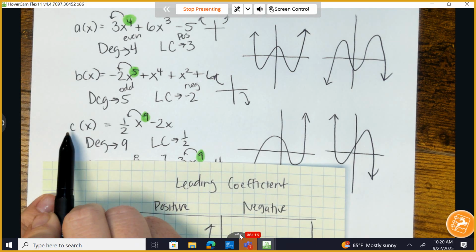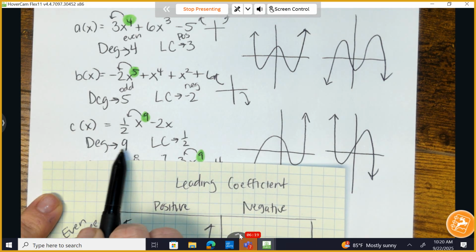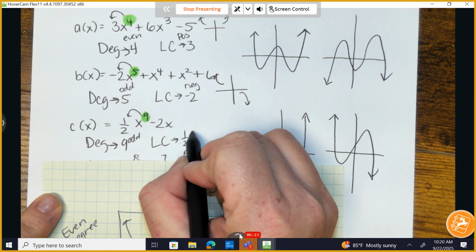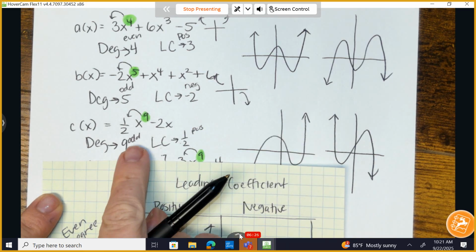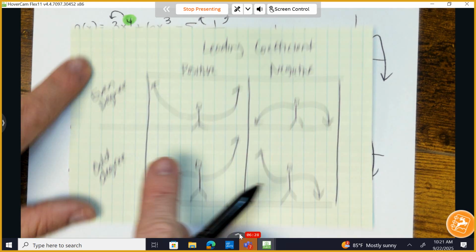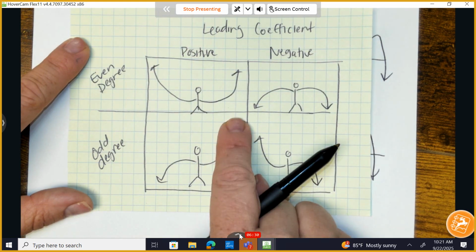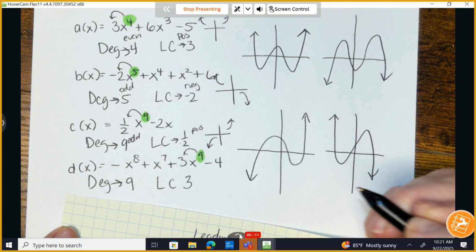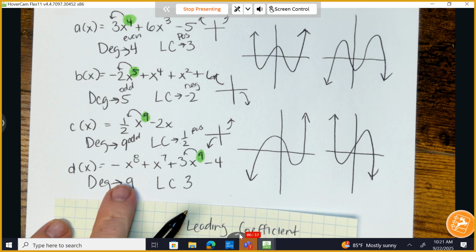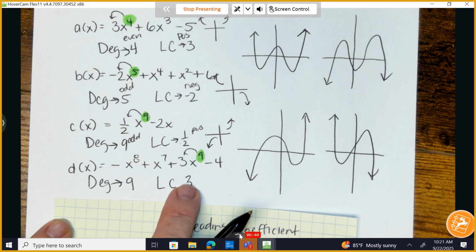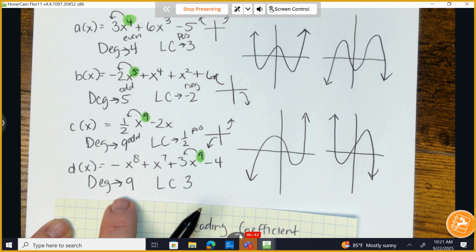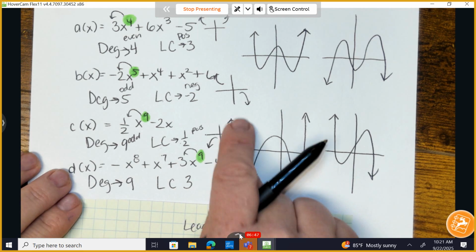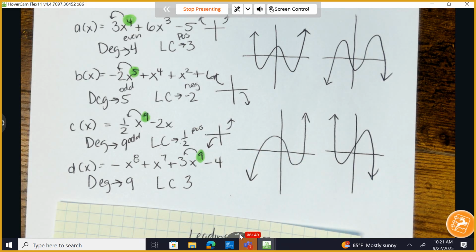Okay, let's go to c of x. Degree 9. 9 is odd. Leading coefficient is 1/2. 1/2 is positive. So I'm looking for odd, positive. Odd, positive says up on the right and down on the left. And our final one is odd, positive again, because 9 is odd and 3 is going to be positive. So it's going to look just like this example.